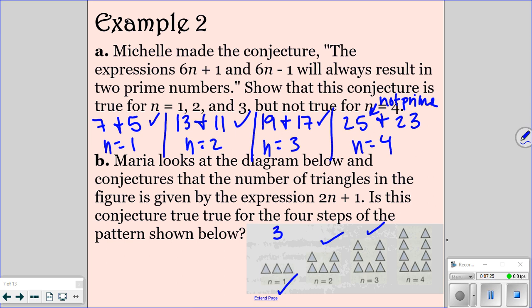And then looking at this one. 2 times 4 is 8, plus 1 is 9. Do we have 9 triangles here? So is this conjecture true for the 4 steps that are shown? Yes.